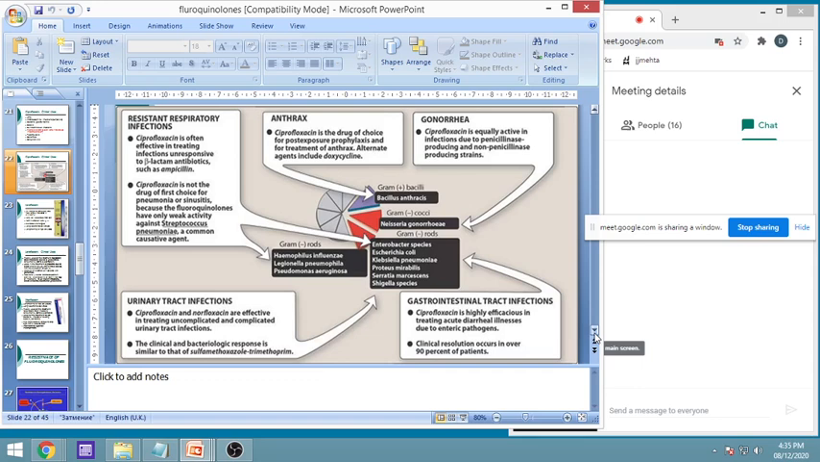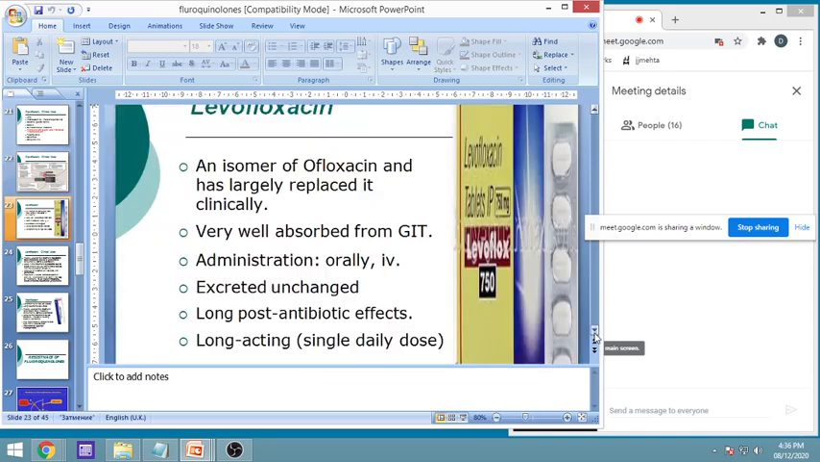They are useful in GI tract infection, in acute diarrheal illness due to enteric pathogens like Shigella and, as I told you, E. coli. These are the enteric pathogens. Clinical resolution occurs in over 90% of the patients, so that means it is very effective. Then in urinary tract infection, ciprofloxacin and norfloxacin are effective in treatment of uncomplicated and complicated urinary tract infections. Clinical and bacteriological response is similar to that of sulfamethoxazole and trimethoprim. So these are the benefits, very good indications these agents have.